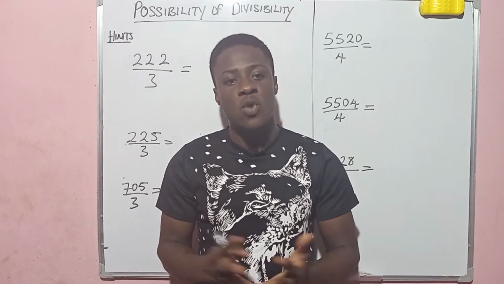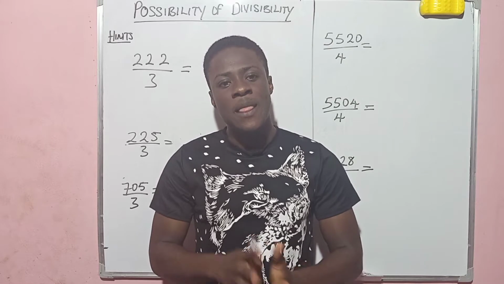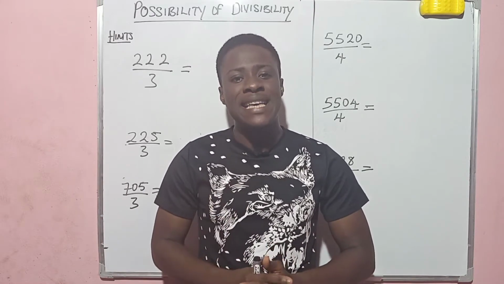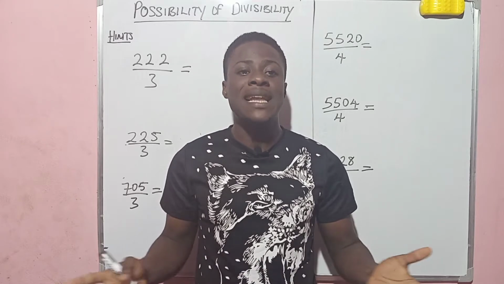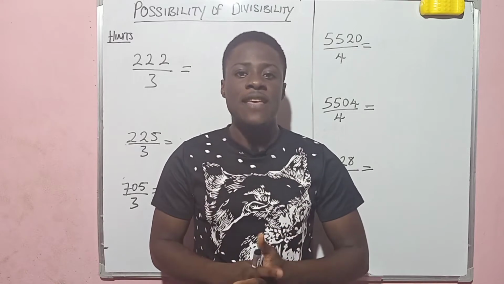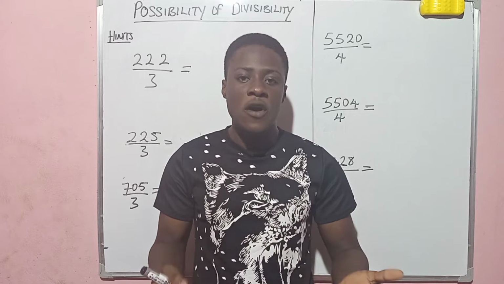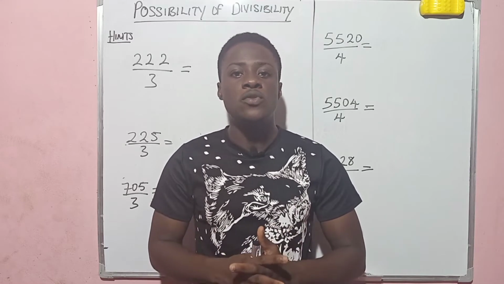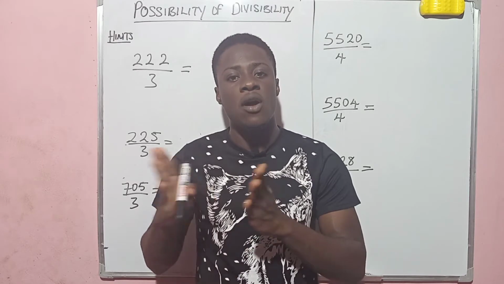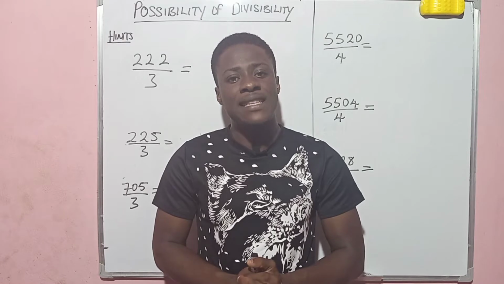20 divided by 1 will automatically give us 20. 30 divided by 1 will automatically give us what? 30. Moving away from 1, what of 2? When do we say that a number is divisible by 2? Automatically, every even number is divisible by 2. 2 is an even number. 2 can be divided by 2 to give us 1. 4 is an even number. 4 divided by 2 will give us 2, and the rest of them. So every even number is divisible by what? By 2.